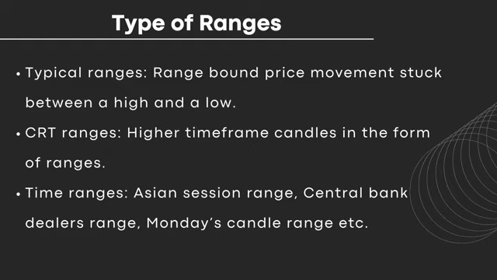So then we've got the time ranges, which just as the name suggests are dynamic ranges derived from certain particular times of the day or times of the week, right? They're time dependent and they're objective because the extremes of such ranges are found within the time windows I've just mentioned. Examples of time ranges are the Asian session range, the central banks dealers range, and even the Monday's candle CRT or range, right? All of these ranges are deemed as time ranges because they are formed at specific objective times, right?